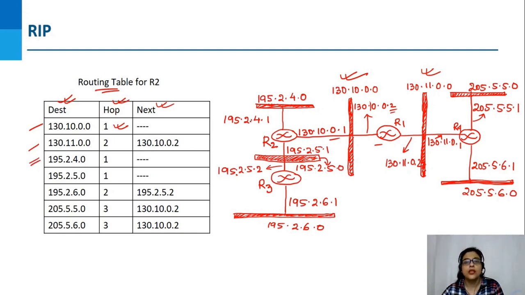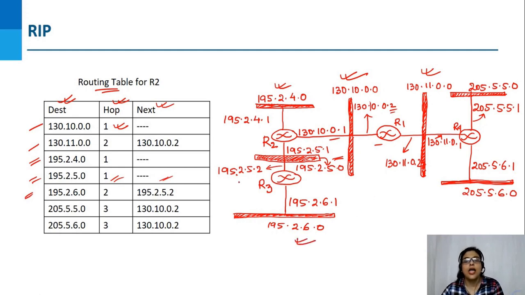In order to go to this destination 195.2.4.0, this one, it can go via a single link. In order to go to 195.2.5.0, here we have this network. Again, router R2 is directly connected to this. So we have a hop count of 1, and the next node field is blank.